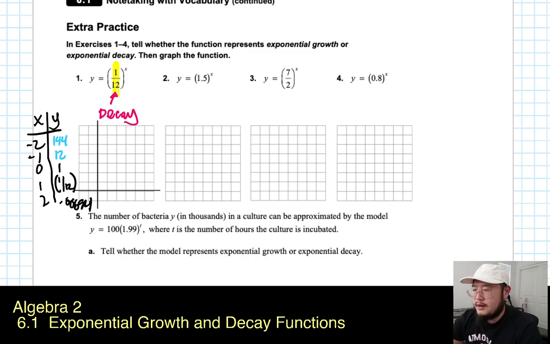Right here, I take a look at my b value, and I've got 1.5. That right there is greater than 1. So what that tells me is that we have ourselves an exponential growth. So from left to right, it is going to go upwards from left to right here. When you plug in points, you can plug in -2, -1, 0, 1, and 2.